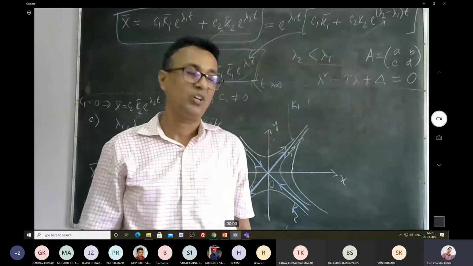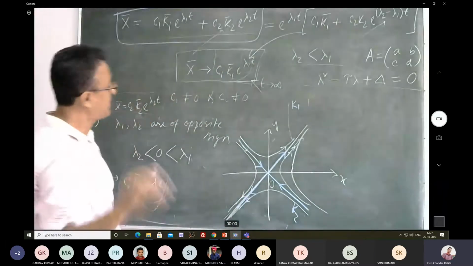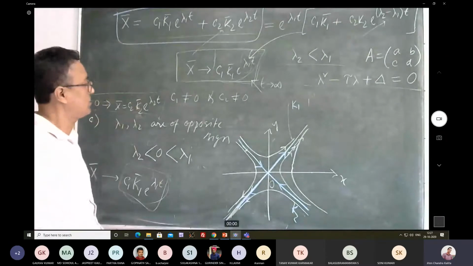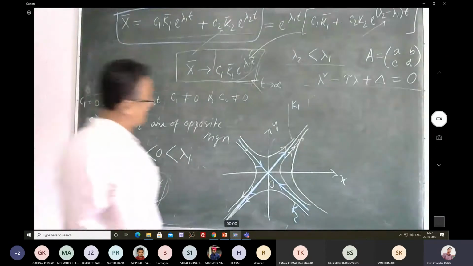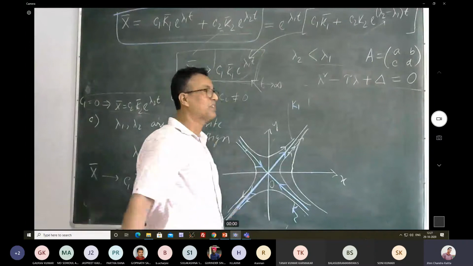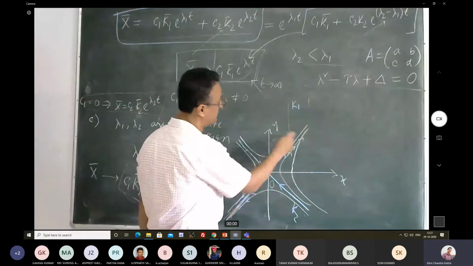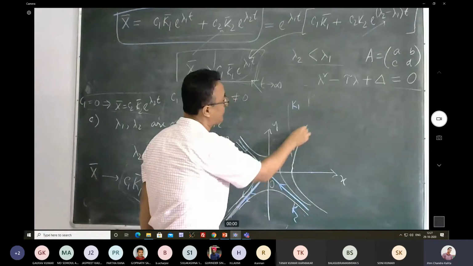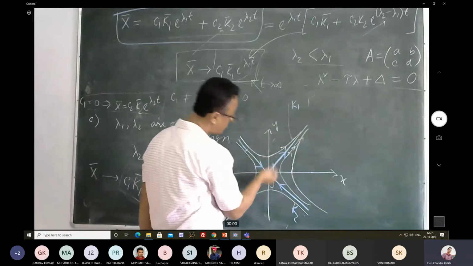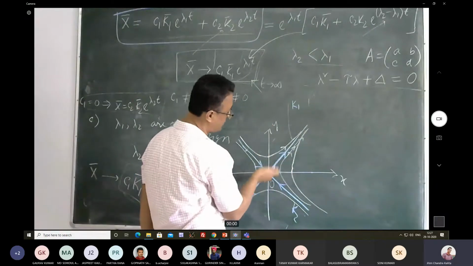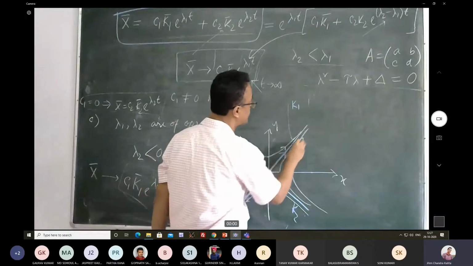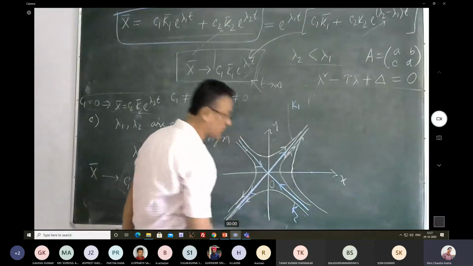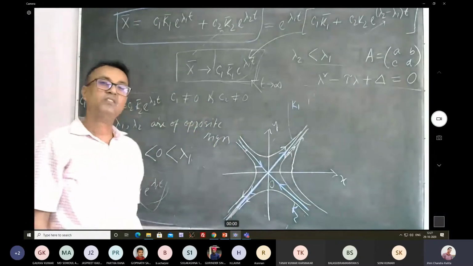So now you may be asking me. Let me ask you the question. Can you tell me why the situation could have been different? Why is everything moving away from the point 0, but leaning towards the vector k1? Why is it not k2?